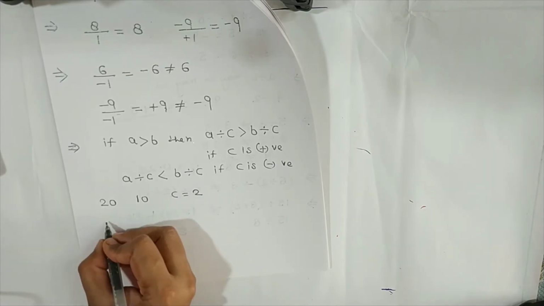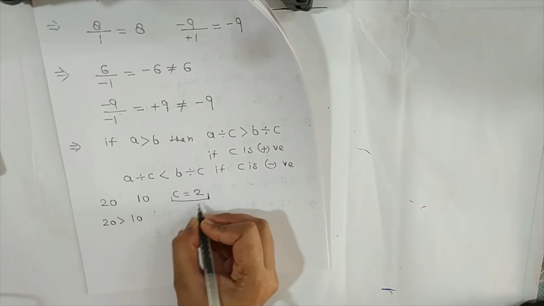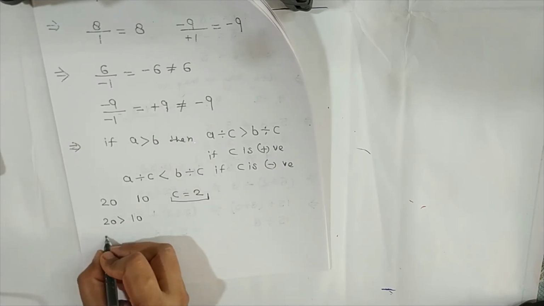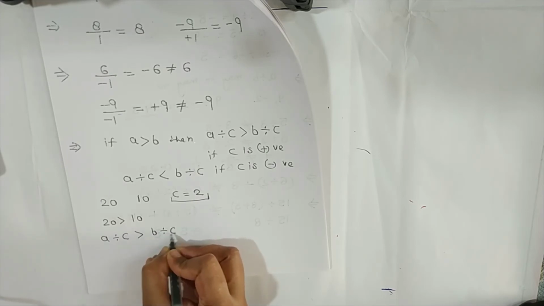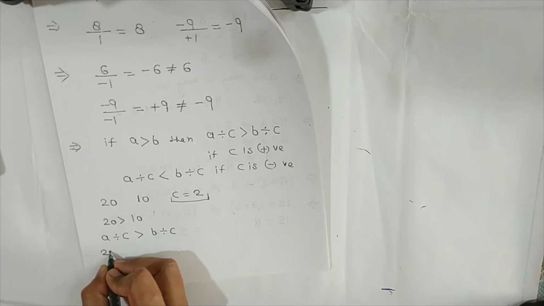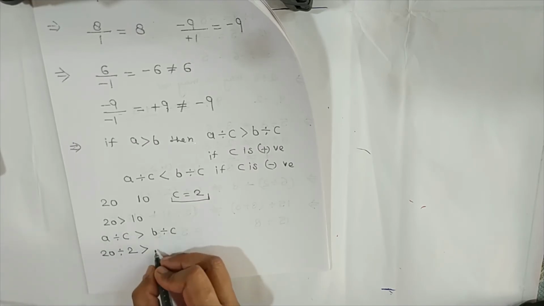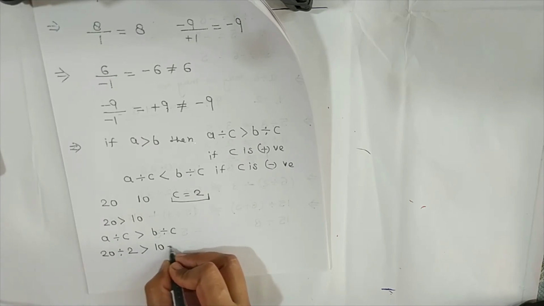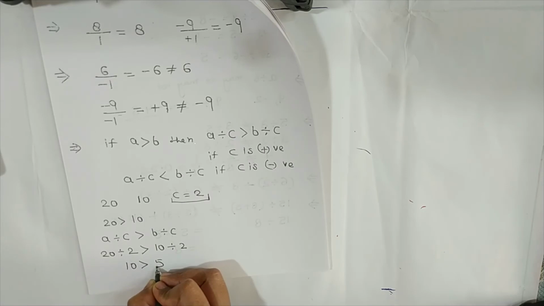Here 20 is greater than 10 and c is positive. So a divided by c is always greater than b divided by c. Here we just put the values. So 20 divided by c, that is 2, is greater than b divided by c, that is 10 divided by 2. So here 10 is greater than 5.